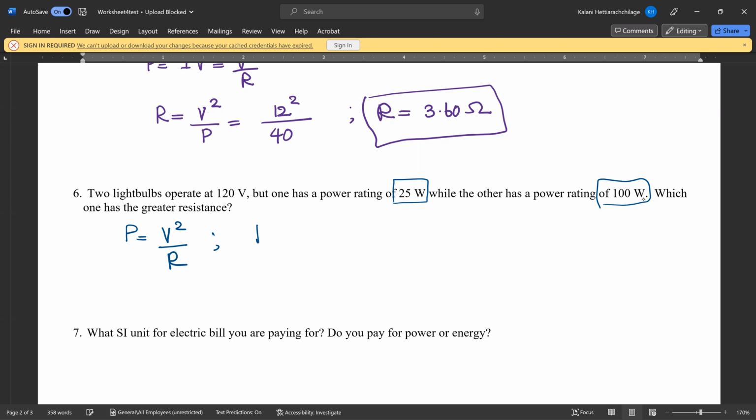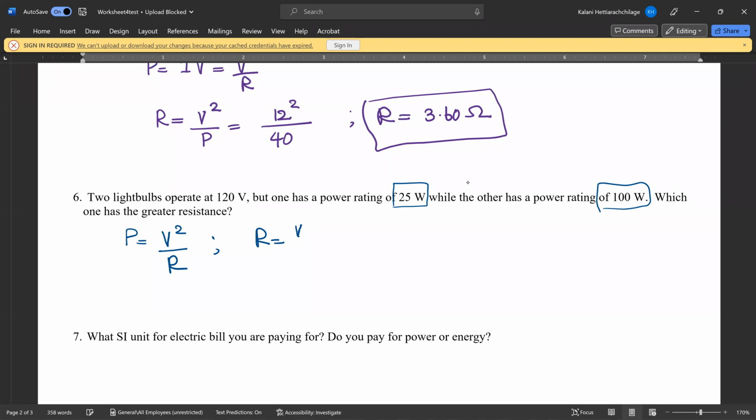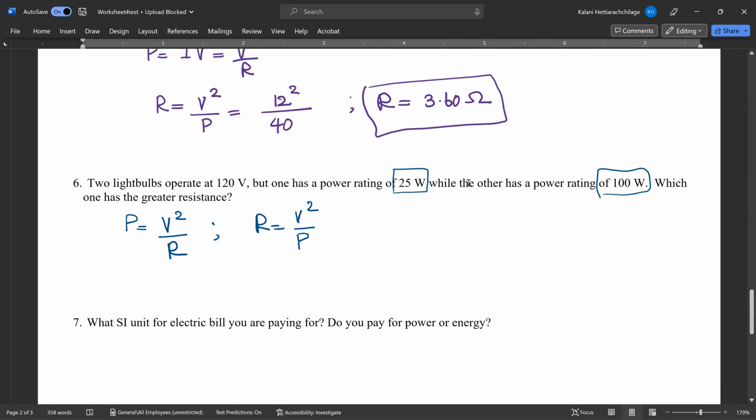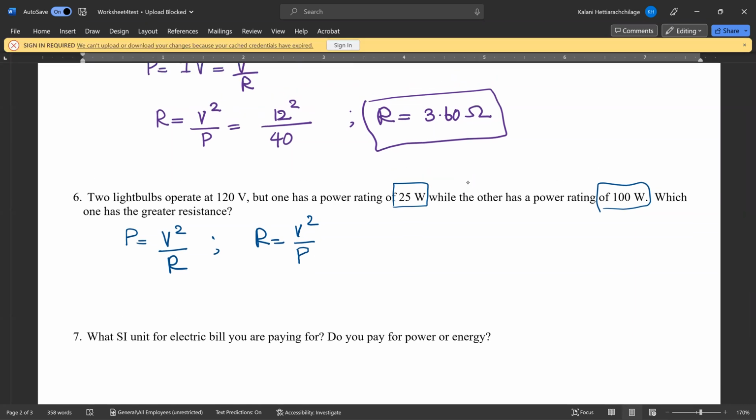And then how does the resistance change? R is equal to the voltage squared divided by the power, right? And then you can do it for the two of them. Let's do it for the first one, I'm going to write R1. You use exactly the same voltage, 120 squared, and then the power is 25. And you do the same thing for the second one, 120 squared, and now you have 100 watts, right?